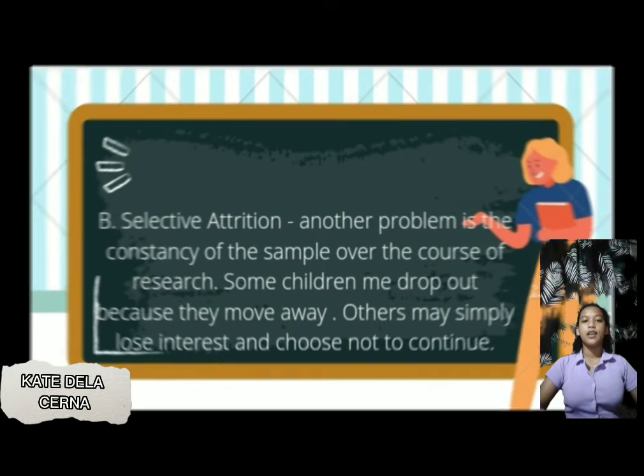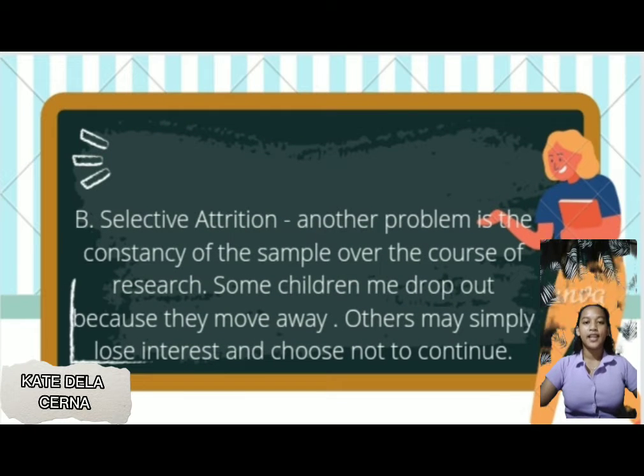Selective attrition. Another problem is the constancy of the sample over the course of research. Some children drop out because they move away. Others may simply lose interest and choose not to continue.